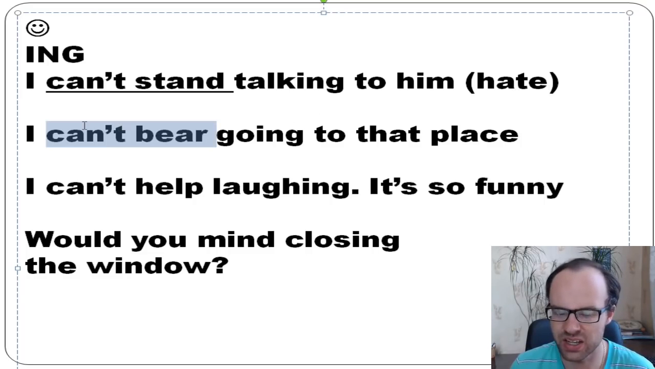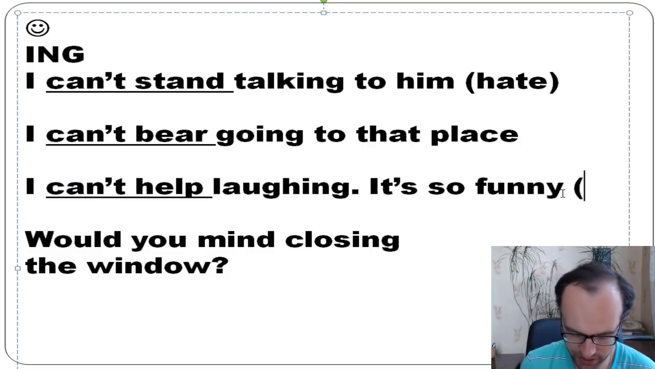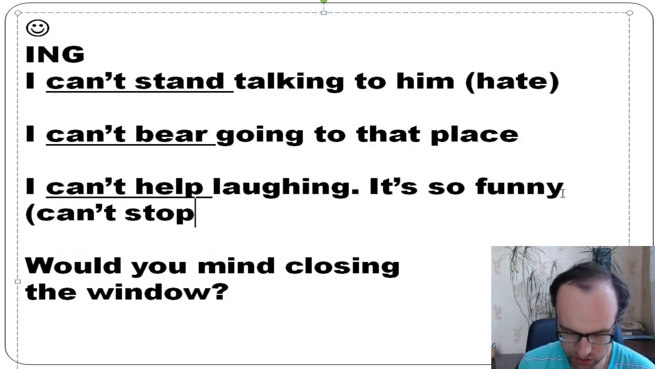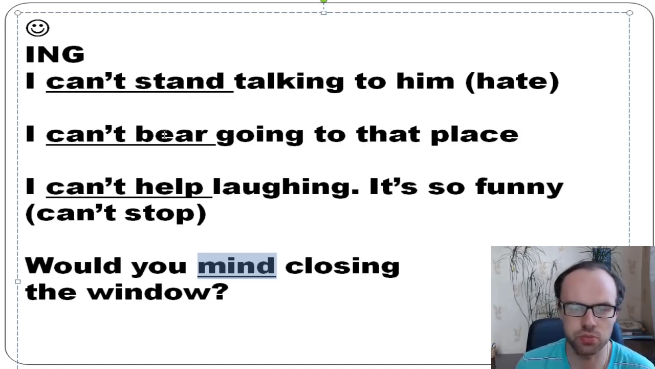It also means I hate it. I hate going to that place. I can't help laughing. It's also I can't help doing something. It means I can't stop. I can't stop laughing. And after mind, yes. Would you mind closing the window? Would you mind doing something? Would you mind opening the door? Okay, so: can't stand, can't bear, can't help, and would you mind?